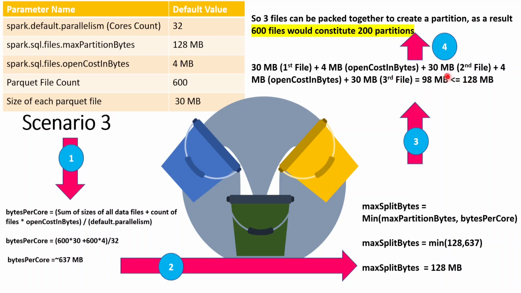So that's the reason Spark engine will consider only 3 files. It will start packing only 3 files, which is 92 megabytes. So in this case, each 3 files will create one single partition. So we are having overall 600 files, so it will create 200 partitions overall. Each 3 files will be packed together to create a partition. As a result, 600 files will create 200 partitions.